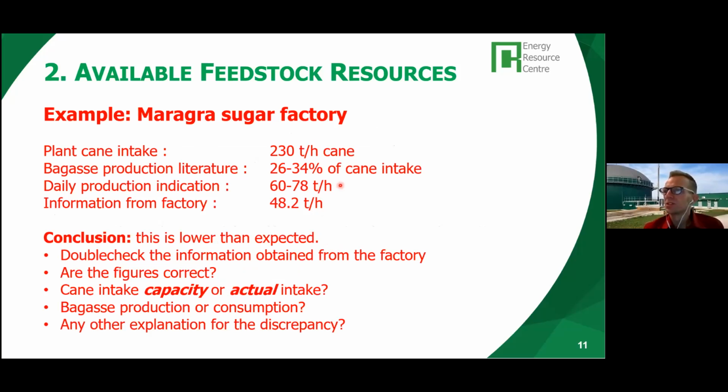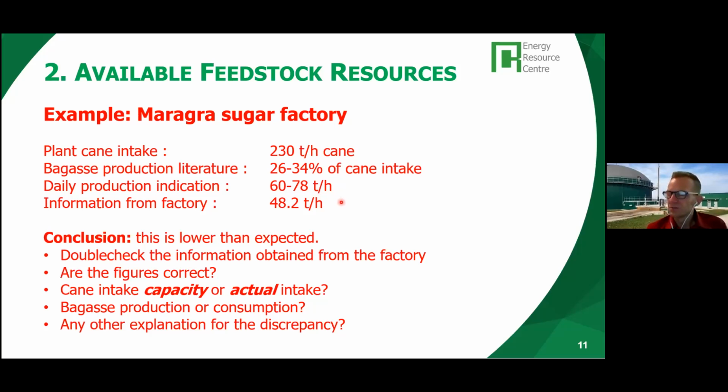For example, we were just looking at the Maragra sugar factory. We're looking at 230 tons per hour of cane intake. Indications from literature show that the bagasse production per ton of cane is, let's say, roughly 30%, ranging from about 26 to 34%. That would mean that the production of the bagasse at Maragra would be in the range of 60 to 78 tons per hour.